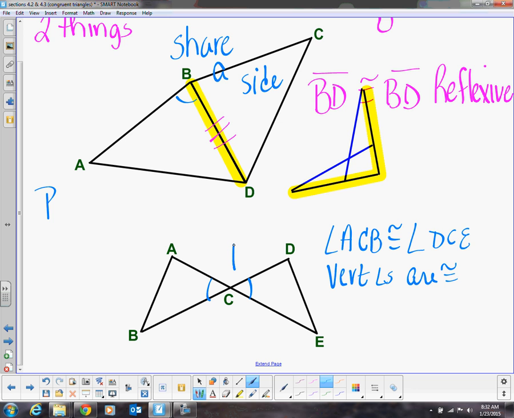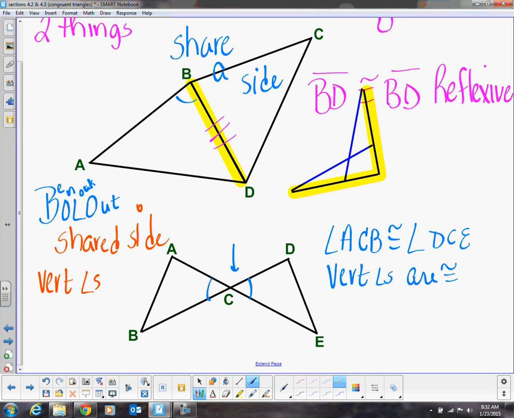ACD, no, because it's not in the triangle. It's outside the triangle. All right, BOLO. Do you know what BOLO is? Police put out BOLOs. That means be on lookout. What are you supposed to be on the lookout for? Two things. Shared side and what? Vertical angles.